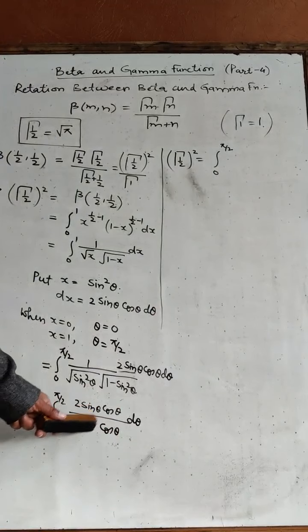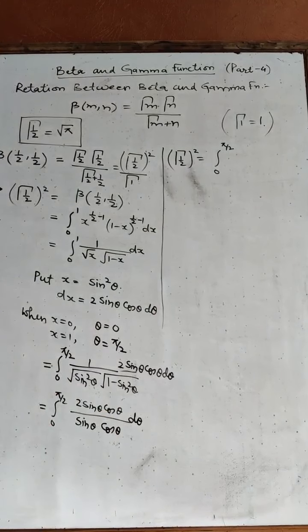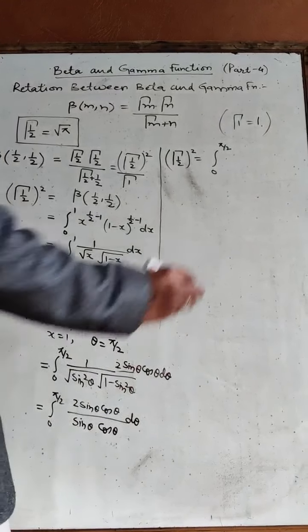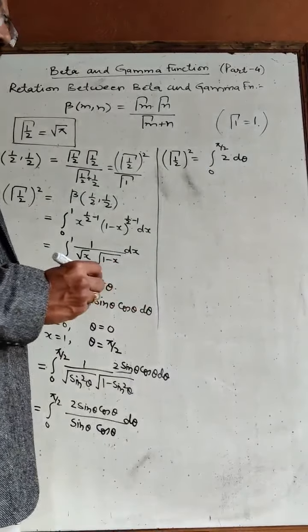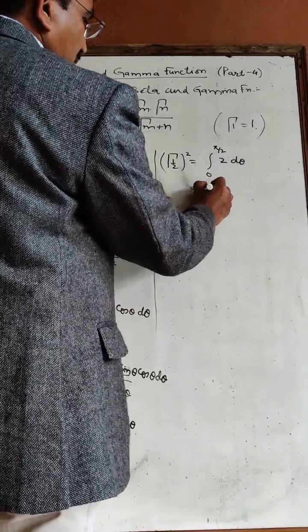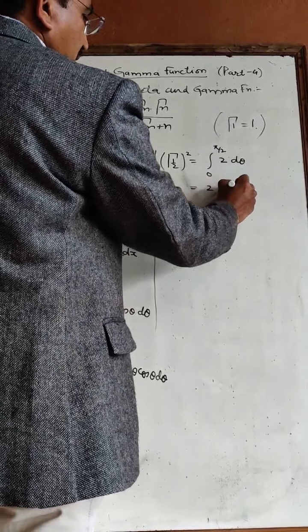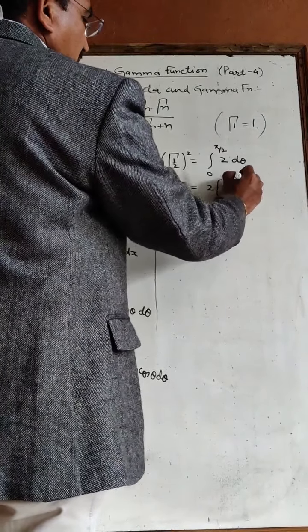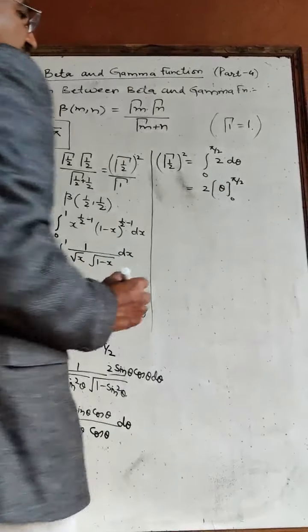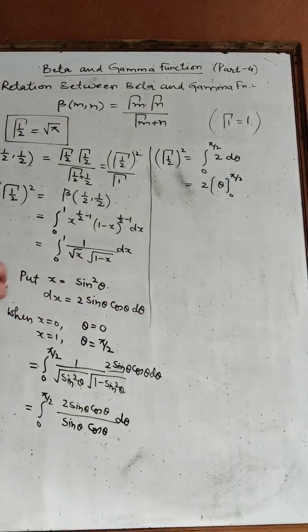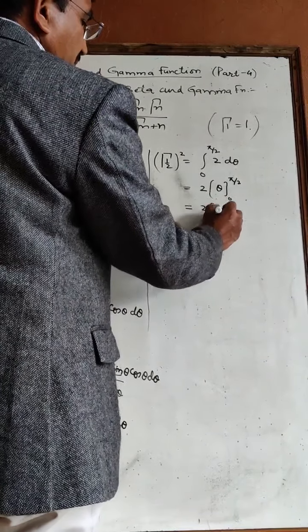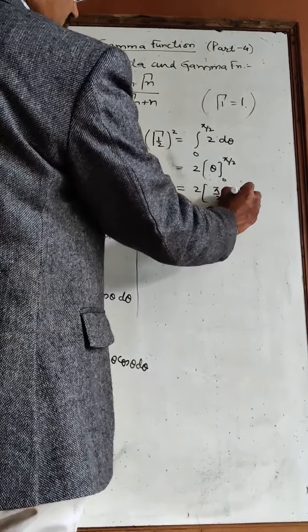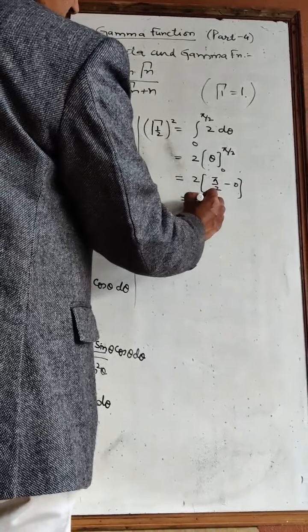Here sine theta and cos theta will cancel out from numerator and denominator, and we will be left with only 2 d theta, and its integration would be 2 theta, and we will take the lower limit as 0 and upper limit as pi, and when we put the limits we get the value, and it is equal to pi.